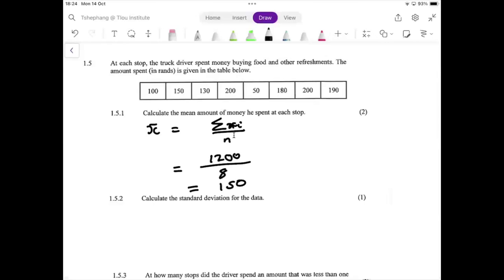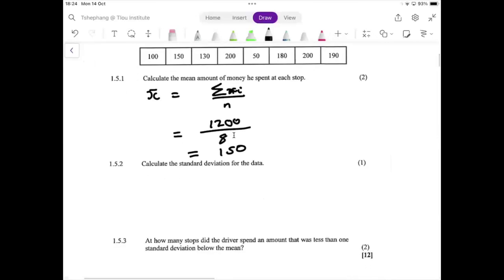Next question, calculate the standard deviation for the data. That shouldn't be a problem. We know the standard deviation is this symbol here, and that should give you 50,50. Rely on your calculator for that.